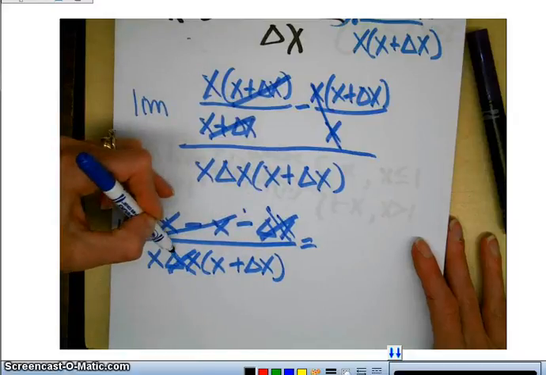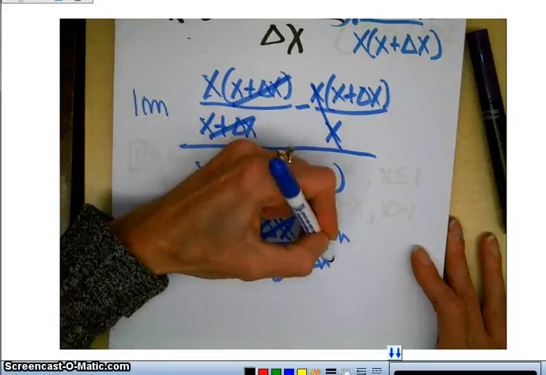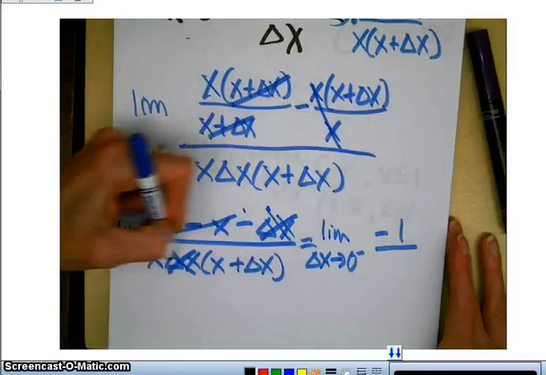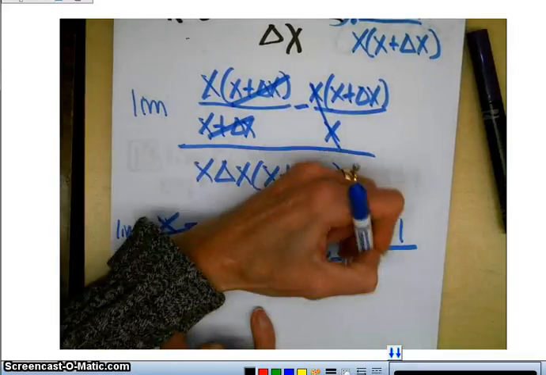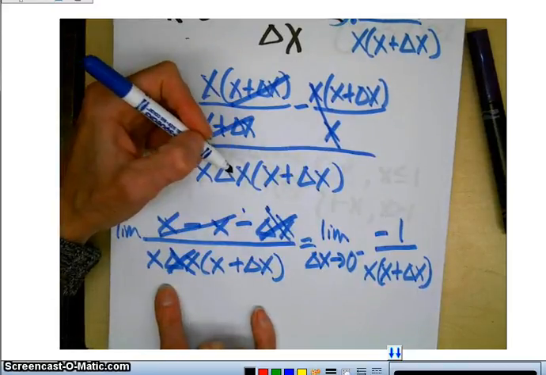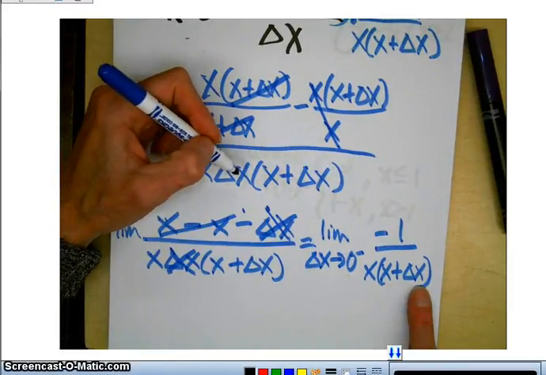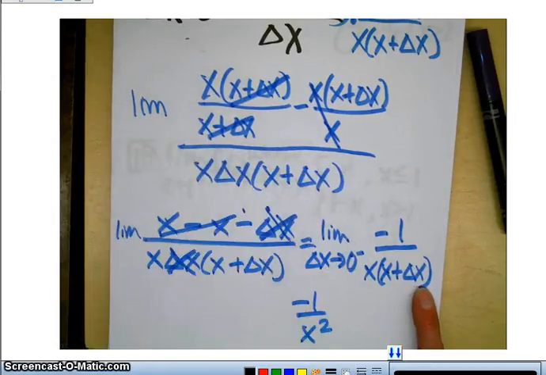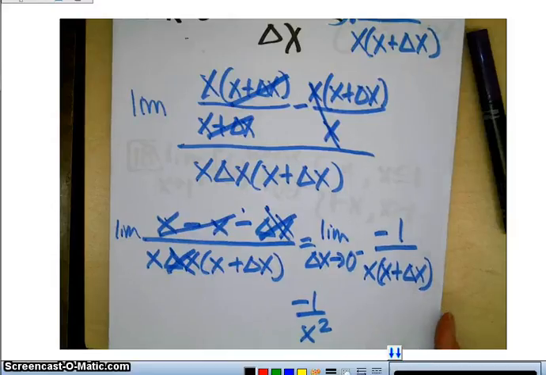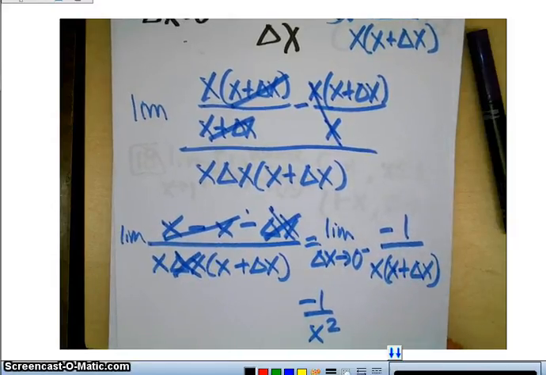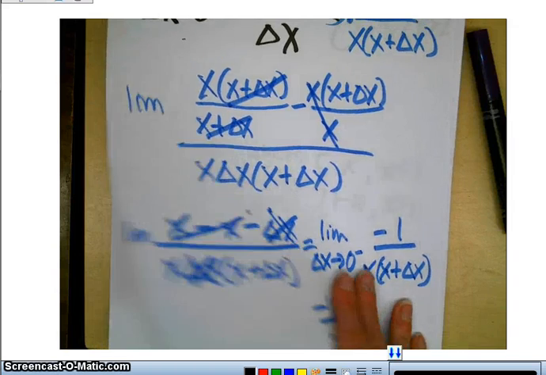So now I'm actually just taking the limit as delta x goes to 0 from the negative of -1 over what's left on the bottom, x times x plus delta x. All right, so now if I substitute 0 in for delta x, I get -1 over x times x, which is x squared. So that's the limit. If I can use the algebraic methods from before or substitution, I still do it even though it's a one-sided limit.